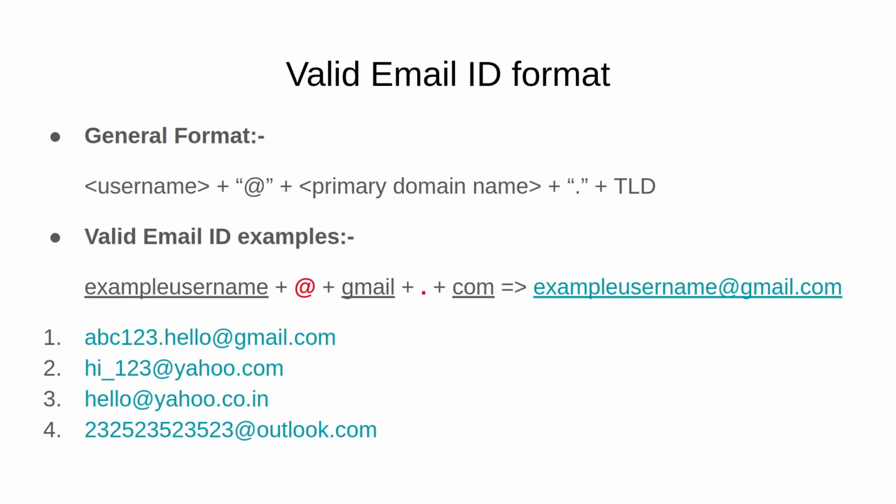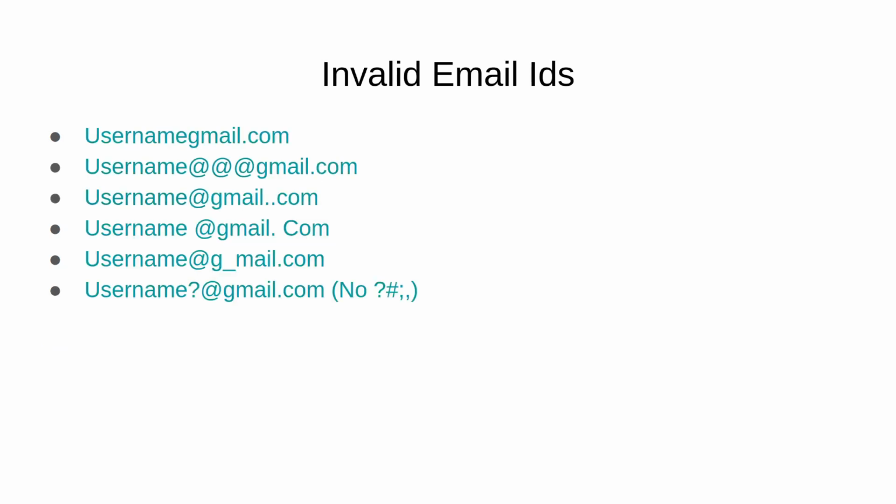So now let's look at some examples of invalid email IDs. So if you look at the first example, here we don't even have the @ symbol. So because of that, this is an invalid email ID. And then in the second example, you see that there are 3 @ symbols. So that is also invalid. There should only be one @ symbol. And in the third example, you see that there are 2 dots. And then in the fourth example, you see that after the dot, there is a space. Spaces are not allowed in email IDs.